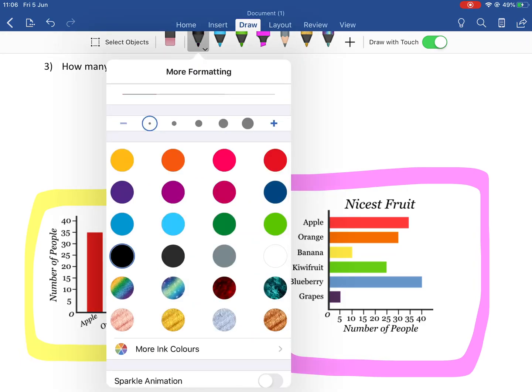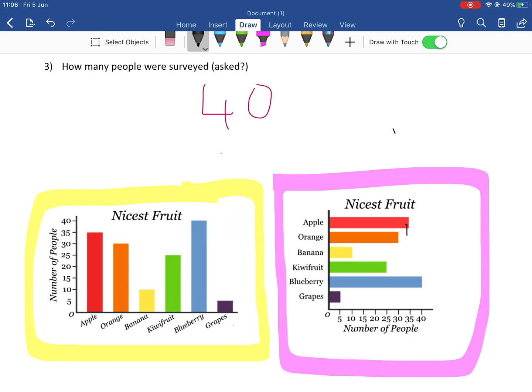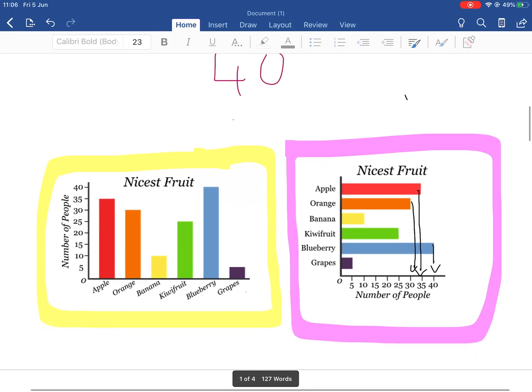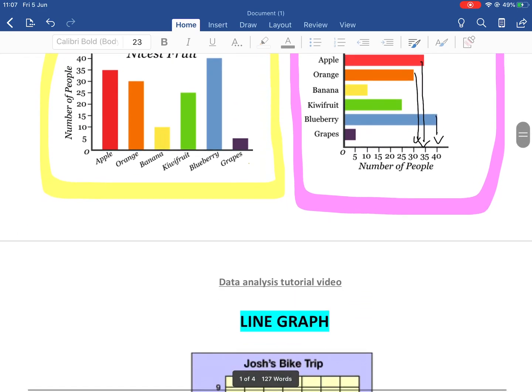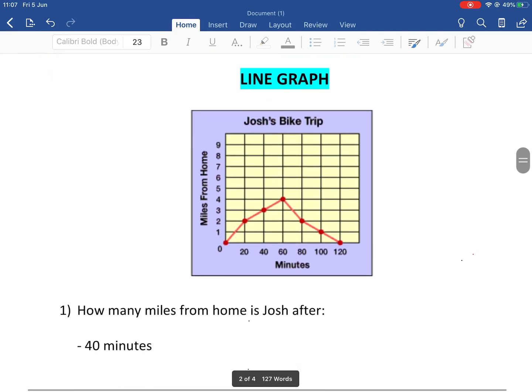If I look at some of my fruit, my apple is still at 35, my blueberry is still at 40, my orange is still at 30, and so on. So it is the exact same, the only difference is it's side on, but the information doesn't change, the way you read it doesn't change, it's just side on. That is the only difference with these kind of things.